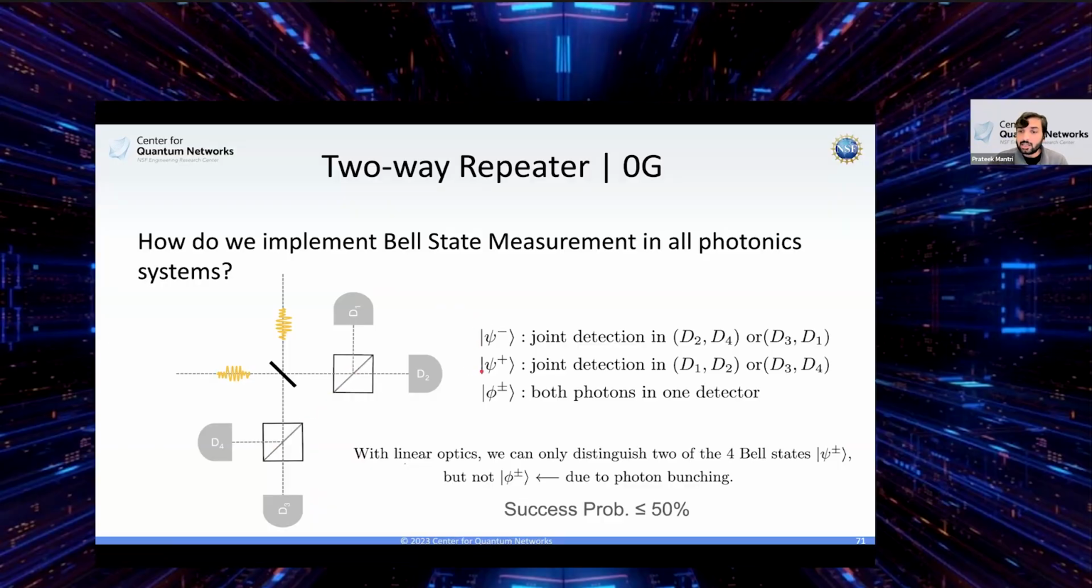So using just linear optics, we are able to get two of the four Bell states, fundamentally limiting the success probability of Bell state measurements using linear optics. So the success probability of this is always going to be less than or equal to 50%. The less than part is mostly due to detector efficiencies and the overlap or the indistinguishability of the two photons.